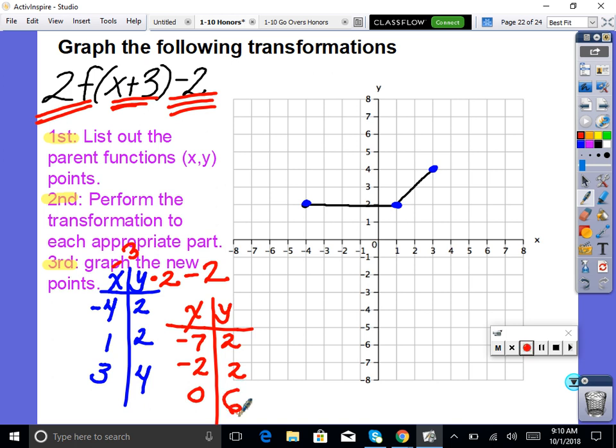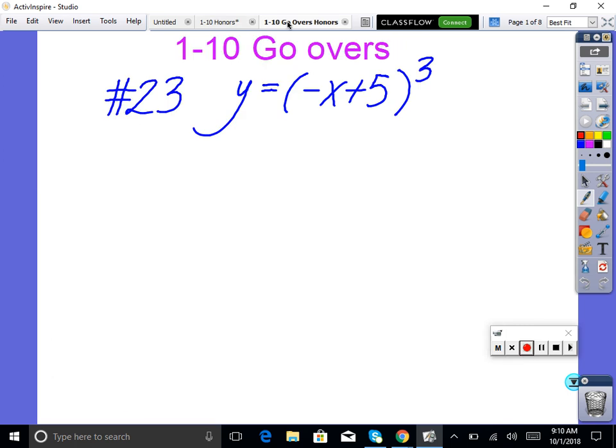There's my new point. It's going to look like that same graph. It's just been transformed. So I'm going negative 7 up 2 units. Perfect. Over negative 2 up 2 units. Great. That point became that point. That point became that point. And then over 0 up 6. Ding. And now I'm graphing it. Easy stuff though, right? Same thing over and over again.